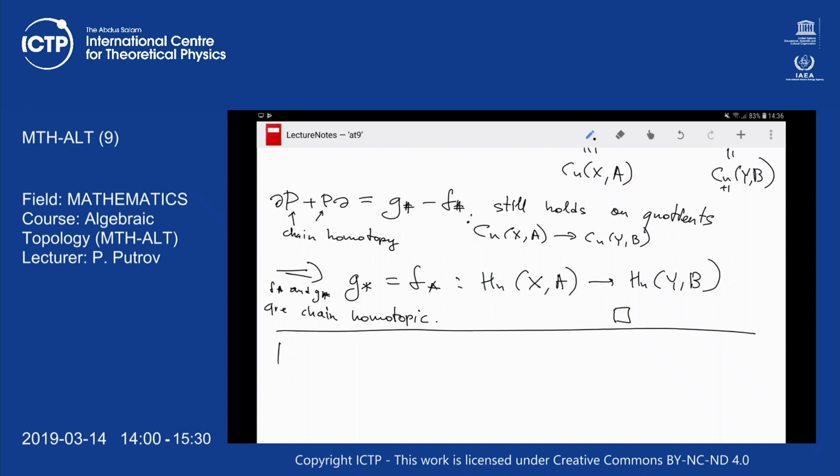So now we start first formulating and then proving a very important theorem, which is called the excision theorem. And it has two equivalent versions.